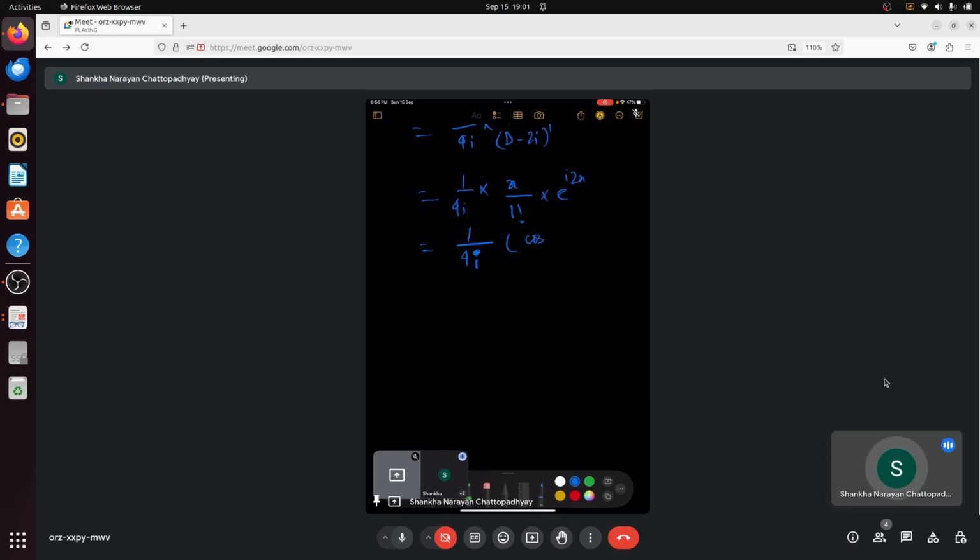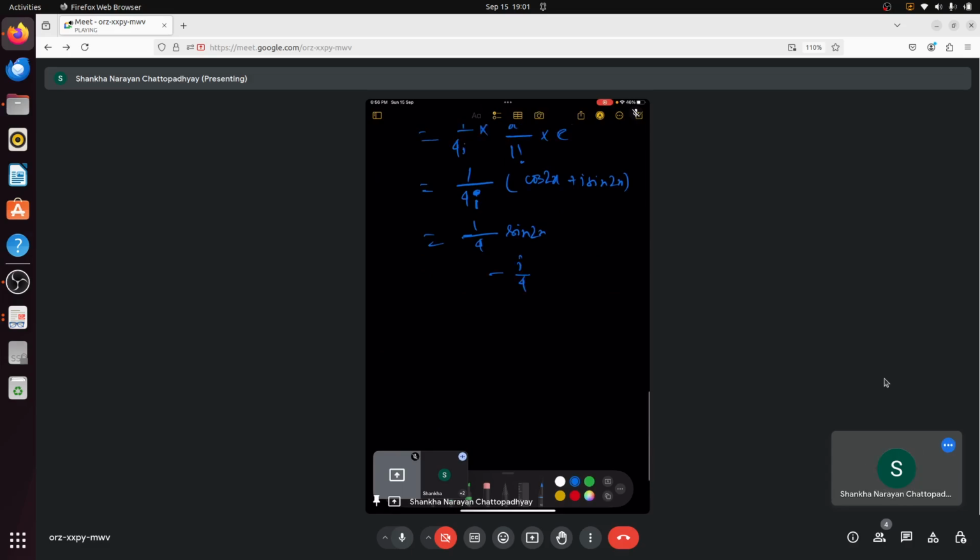This is again cos 2x plus i sin 2x. So your real part is 1 by 4 sin 2x, and your imaginary part is minus i by 4 cos 2x. Is it clear till now?